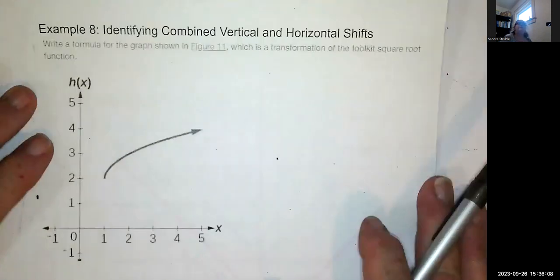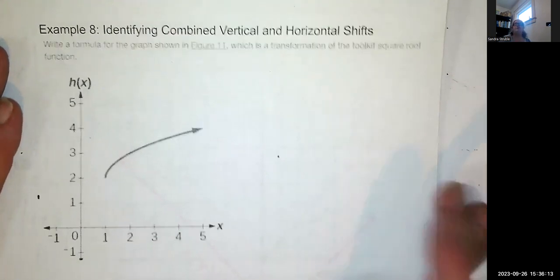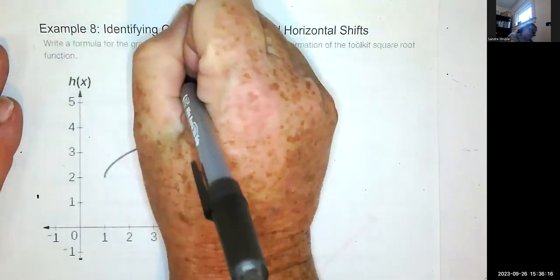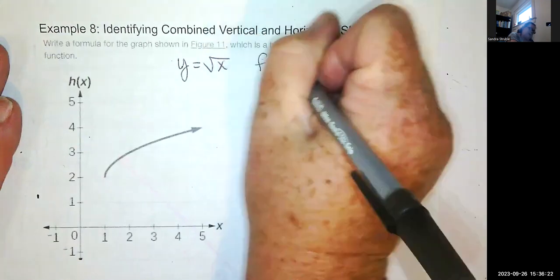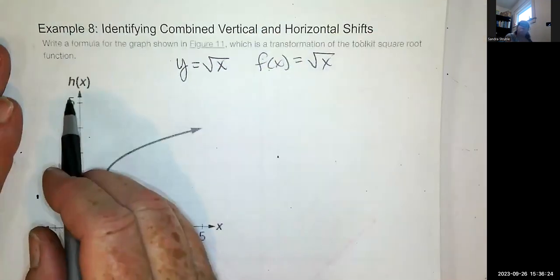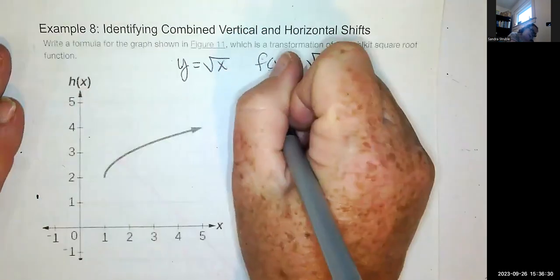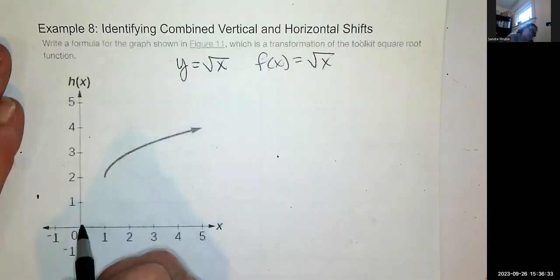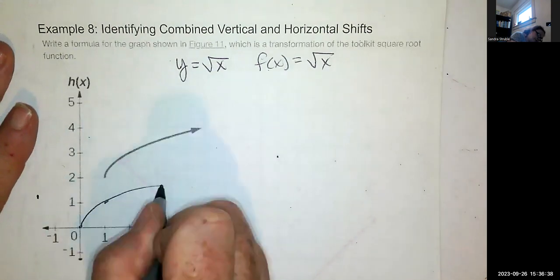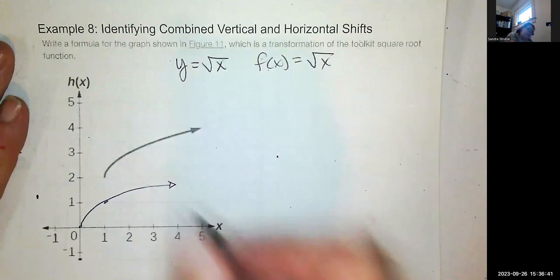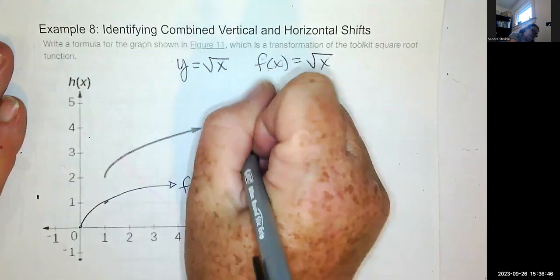All right, we're going to identify combined vertical and horizontal shifts, taking the toolkit function from the square root. The square root function is just y is equal to the square root of x, or f of x is equal to the square root of x. We have a new one. Our new function is h of x that we're going to identify here. And we're going to have to see where this guy shifts. Well, we know it shifts up. The original looks like this. That's my best drawing on that. So there's f of x is equal to the square root of x. And this one's going to be h of x.